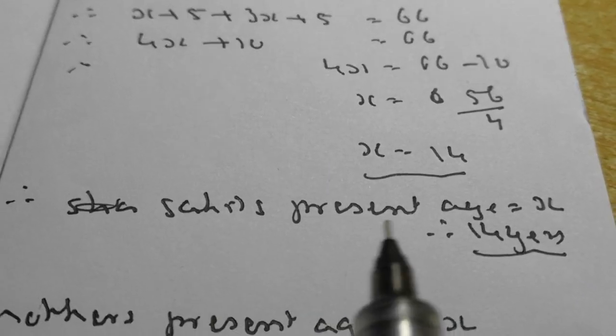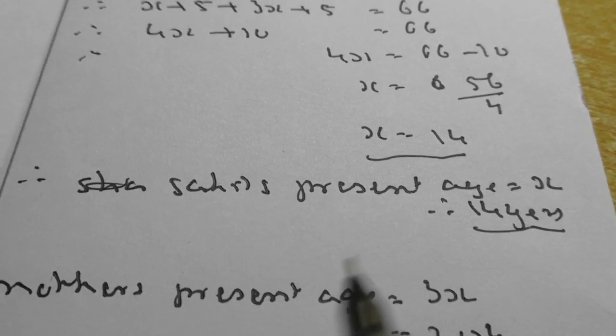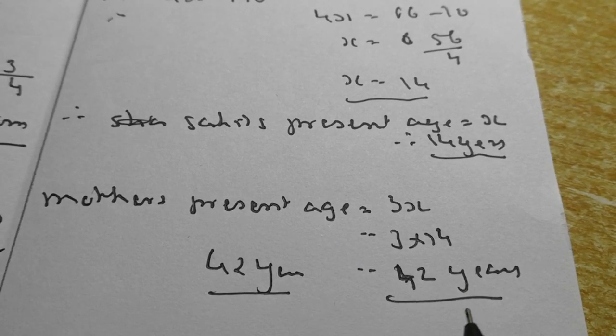Now we have assumed Sahil's present age is equal to x. So Sahil's present age is 14 years. And mother's present age is 3 into x. So 3 into 14 is equal to 42 years.